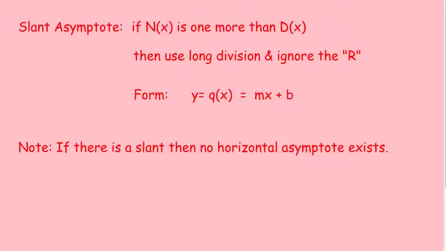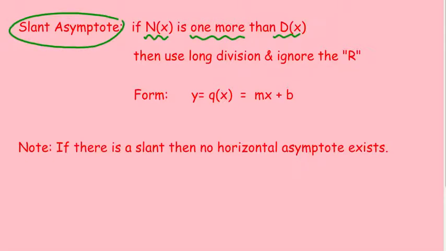This video is on slant asymptotes within a rational function. To review the slant asymptote, if the degree in the numerator is exactly 1 more than the degree in the denominator, then you're going to have a slant asymptote.